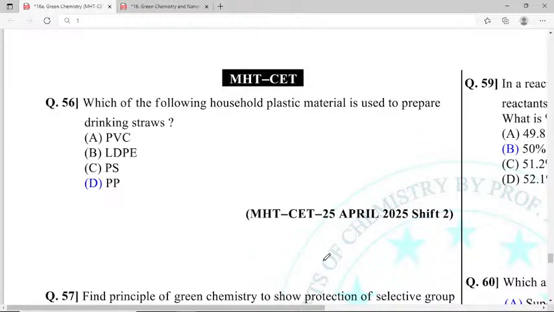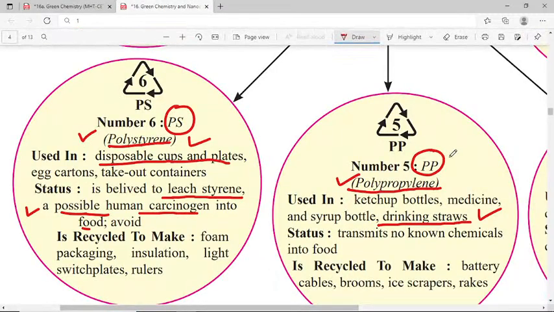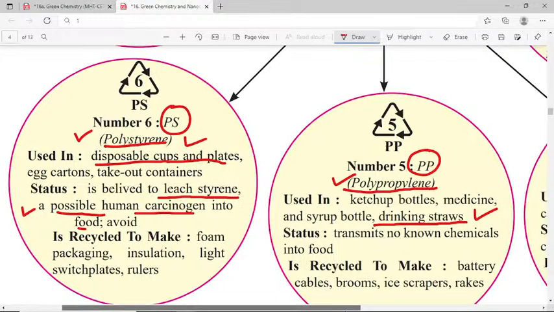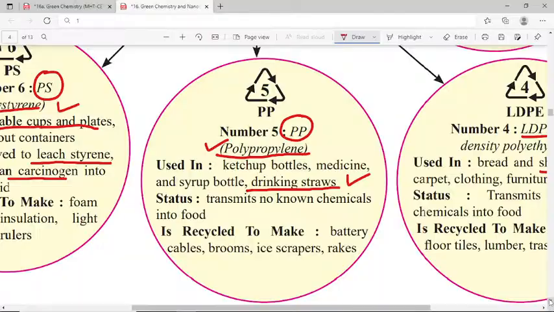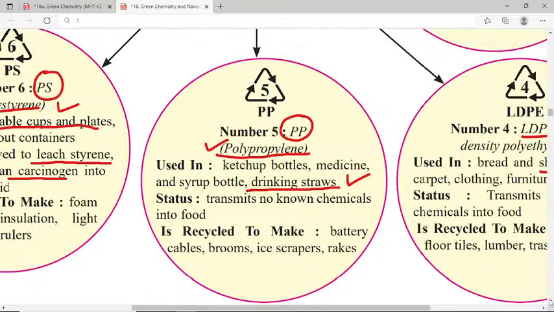Which of the following household plastic materials is used to prepare the drinking straw? Drinking straw is made from PP. PP stands for polypropylene. I'm talking about the table here, okay? PP, that's polypropylene, the drinking straw. This is very, very important for your 2026 exam.